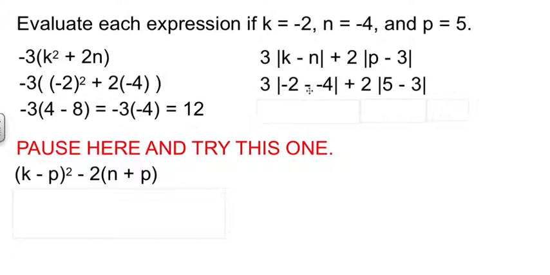Negative 2 minus negative 4 is 2. 5 minus 3 is also 2. The absolute value of 2 is 2, both times. 3 times 2 is 6. 2 times 2 is 4. Add those together, and we'll get 10.